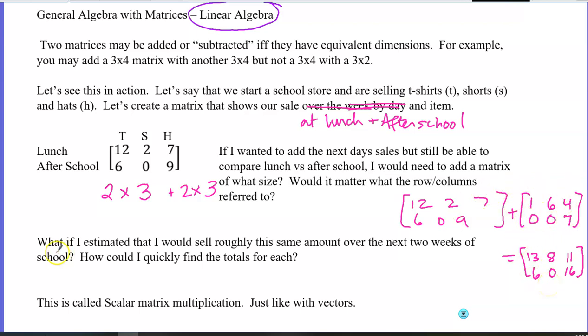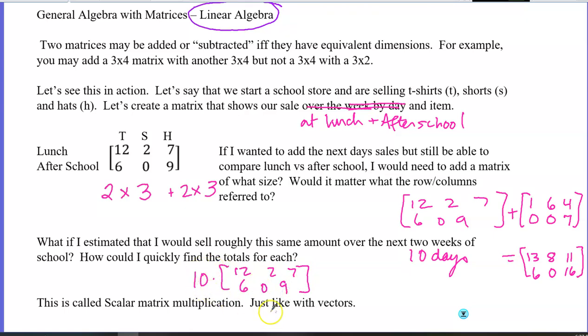Okay. So what if I estimated that I would sell roughly this same amount over the next 2 weeks of school? How could I quickly find the totals for each? Well, 2 weeks would be 10 days of school, so we could take 10 times each of these items, right? So this is called scalar multiplication, and so we're literally taking the number 10 times our matrix, and this is how we write that.